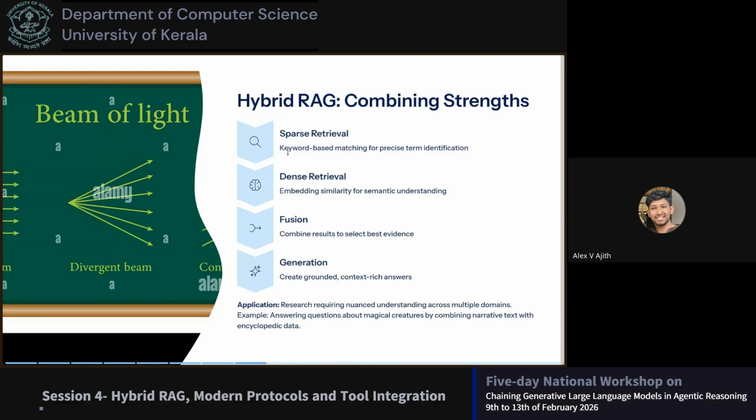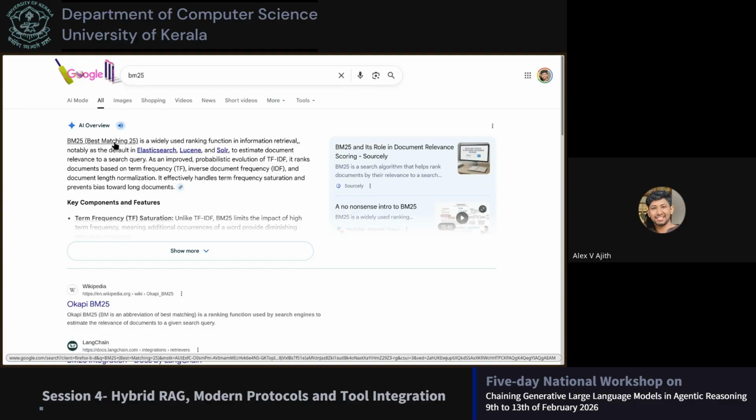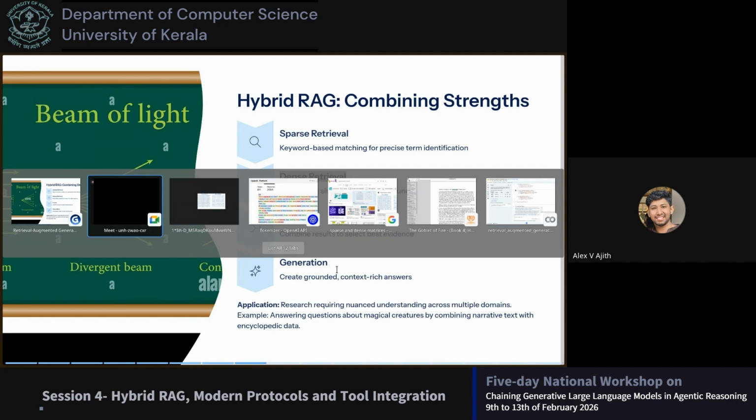There are a lot of other techniques that we can use. I'll show you a couple of things. BM25, Best Matching 25, is a searching algorithm based on term frequency, which is about keywords, and it can be used as a sparse retrieval methodology. For dense retrieval, we use embedding models to find the relevant documents, and we combine these two, make a fusion of them, and then get the corresponding response and generate accordingly. I hope I'm clear now.